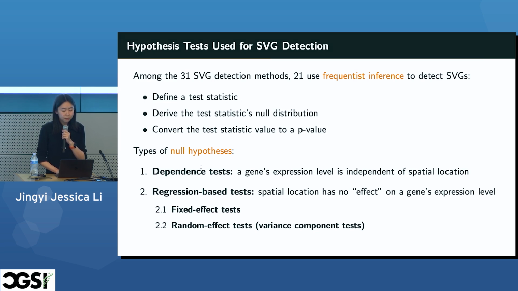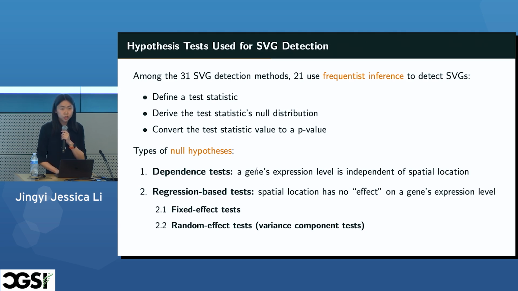Then I will talk about 2 major types of null hypothesis for these 21 methods. The first category is dependence test. For these methods, the null hypothesis is independence. That is, the gene's expression level is independent of spatial location. For the second category, I call them regression-based tests. So first, you need a regression model.